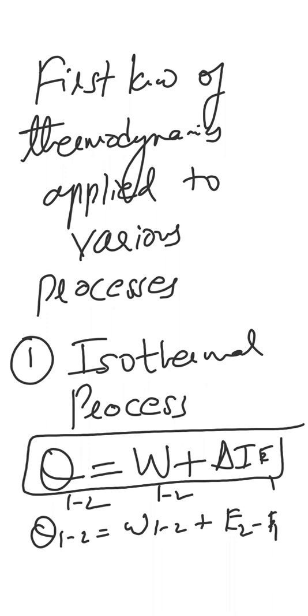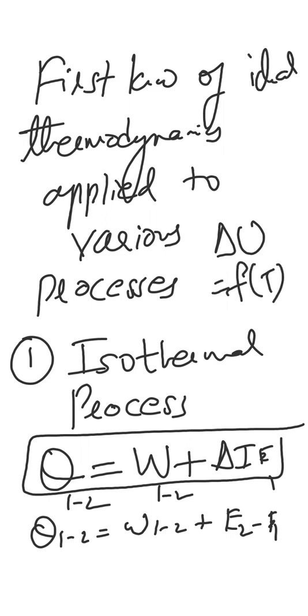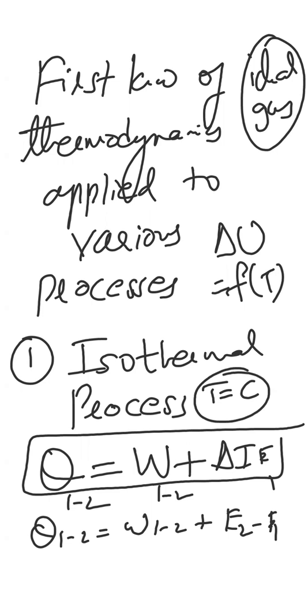Change in internal energy: for an ideal gas, macroscopic energy is zero, so it's only microscopic, and change in internal energy is only a function of temperature for ideal gases. Temperature is constant in this process, so change in internal energy will be zero. Whatever heat you are transferring is directly converted to work. Heat transfer equals work. There is no change in internal energy in isothermal process. This is the first law applied to the isothermal process.